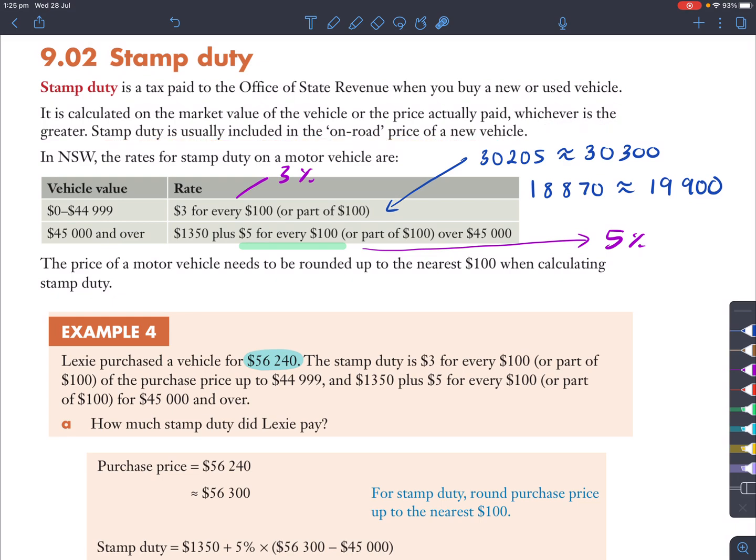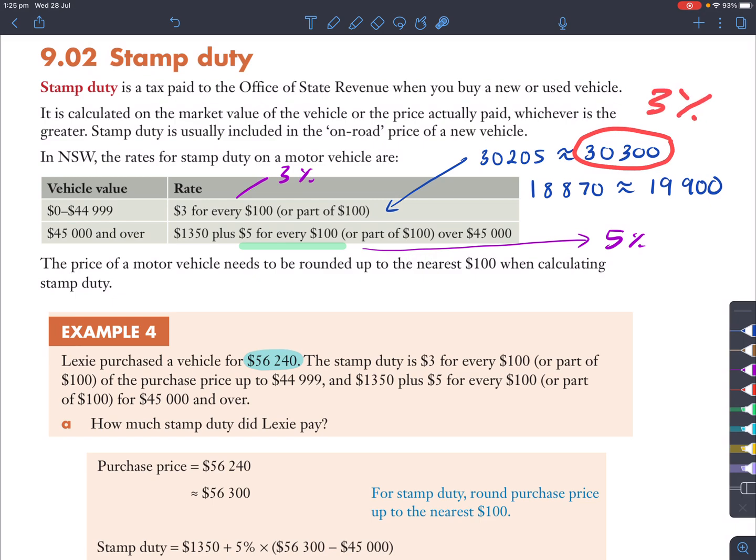So in New South Wales, we have the following rates for stamp duty on a motor vehicle. If your vehicle is worth anything between $0 to $44,999, then you have to pay a rate of $3 for every $100, which means the same thing as 3%. For every $100 you pay $3, or for part of $100 you also pay $3, which means that any kind of car that is, say for example, worth $30,205 will be seen to be $30,300.